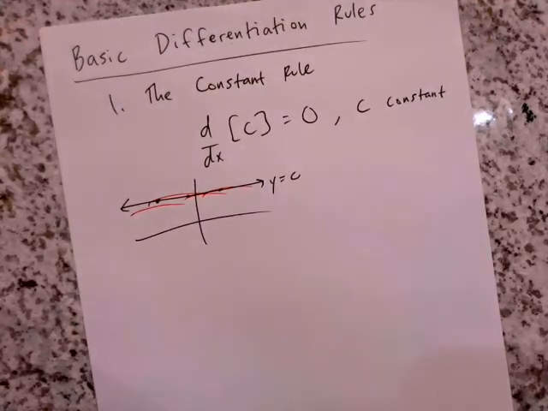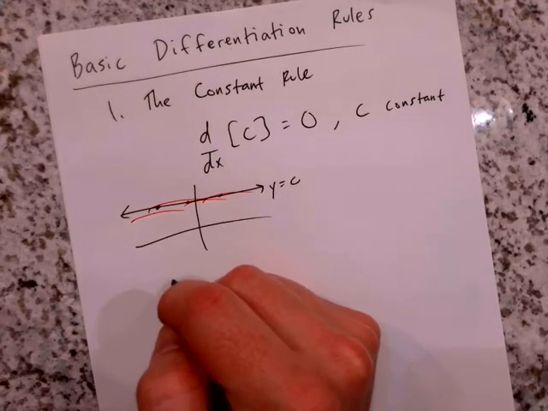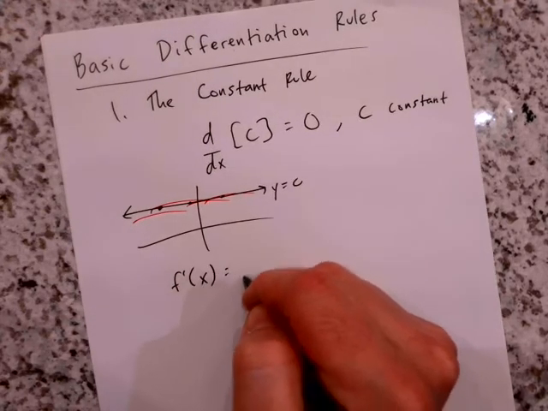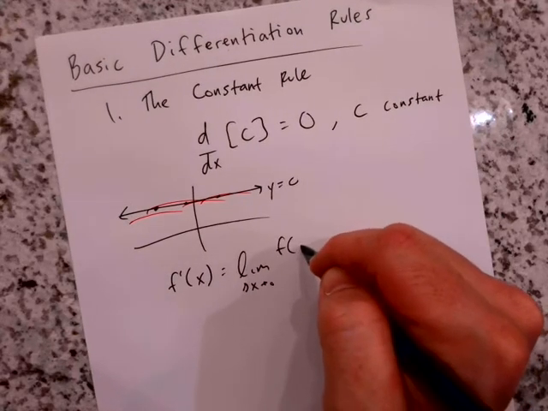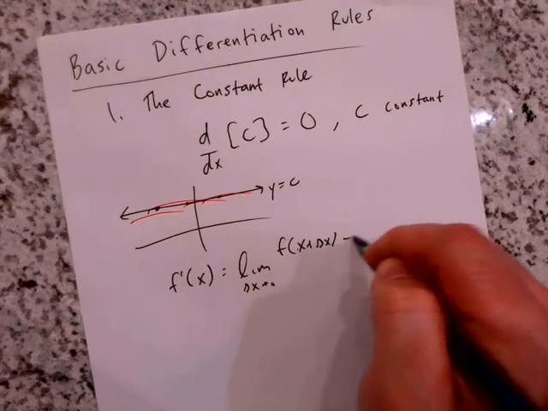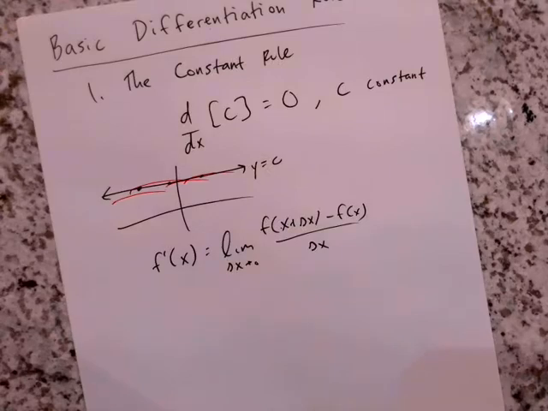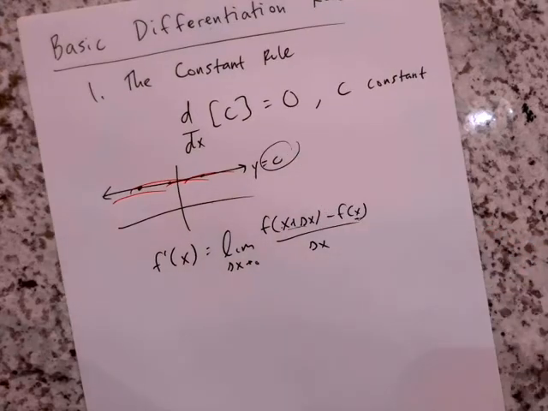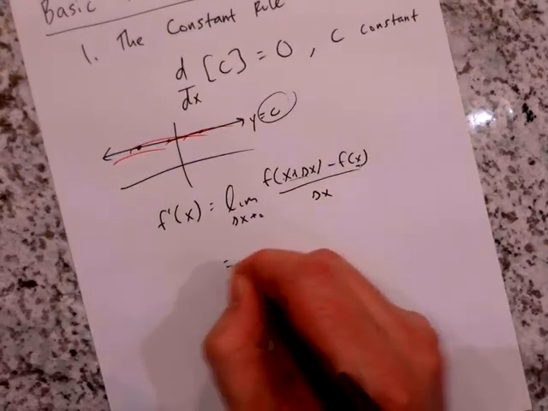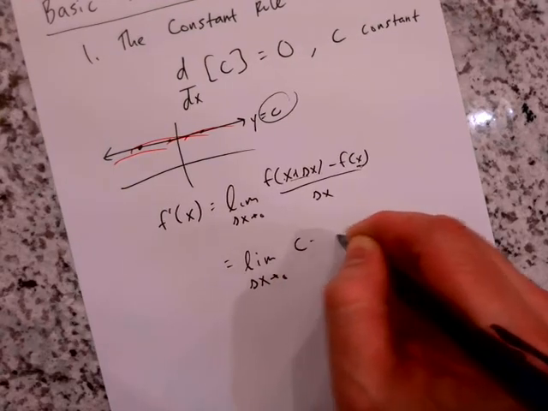The more analytic approach to proving that is that we know from the definition of the derivative that f prime of x is the limit as delta x approaches 0 of f of x plus delta x minus f of x over delta x. And since our function f is constant, it doesn't matter what the input is, it only gives you one output. Right? It's a constant function because the output's constant. No matter what you put in, you get c for your output.